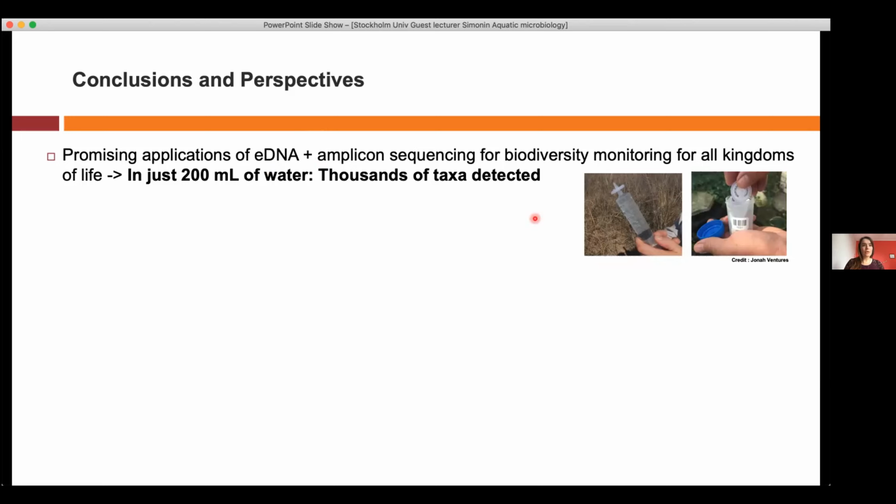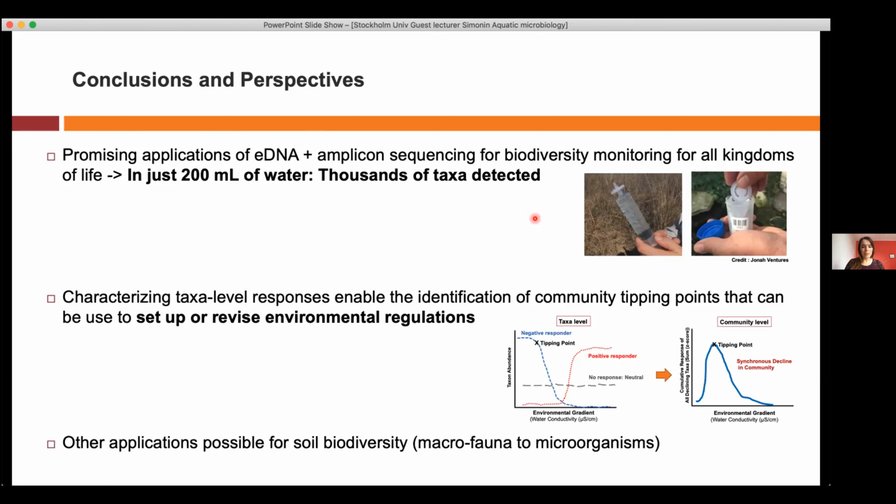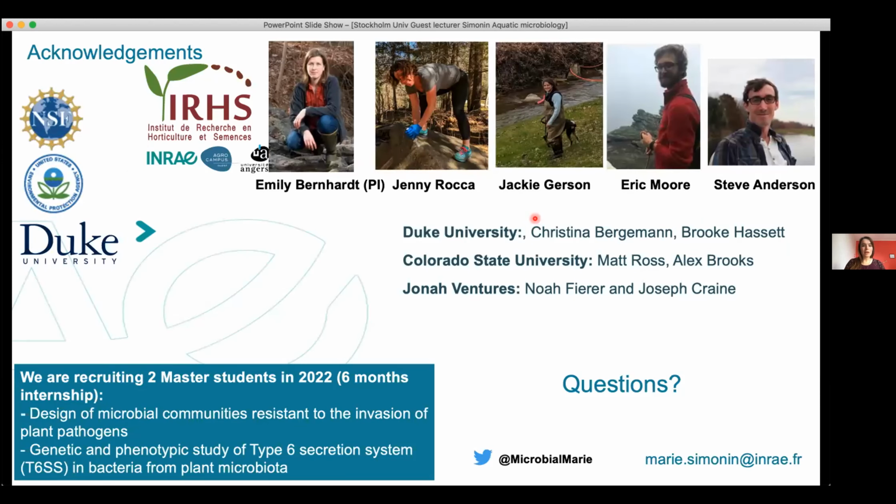And in this assay, on almost 93 streams, we were able to detect 10,000 different taxa. So it's a very sensitive approach. And we can use it to have information both at the taxa level, but also at the community level to set up or revise existing environmental regulations. And this is a water example, but you can also have the same approach for soil biodiversity, for instance, on microfauna to microorganisms.